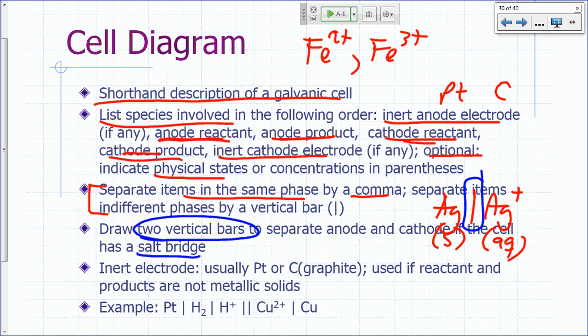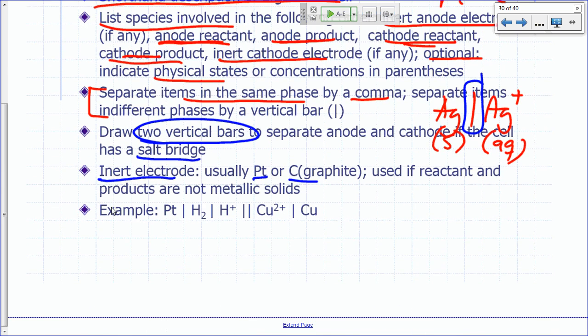Sometimes it's possible to set it up so they're all in one solution. In that case, you just do one bar. And like I said, your inert electrode is usually either platinum or a graphite rod. You have to use that if neither one of the reactant or product is a metallic solid for your reaction. So how would you interpret this cell diagram right here?